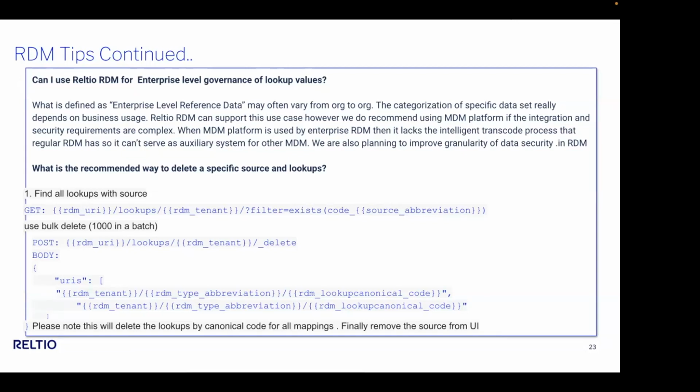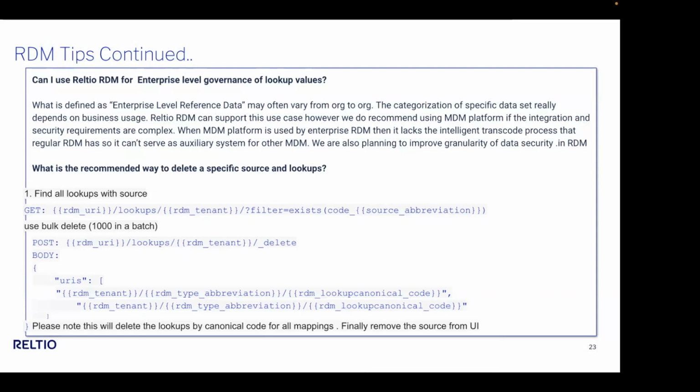If you have very complex requirements around security, permission, and integration, then we also have customers who have customized the MDM platform as an enterprise RDM, and it works perfectly. Obviously, it will not have the intelligence of executing the RDM transcodes. But if you don't need that RDM transcode capability for an enterprise RDM, then you can obviously consider the MDM platform, which gives you better security, better integration, better flexibility, and all the capabilities that our MDM platform has, right? So it depends on requirements.